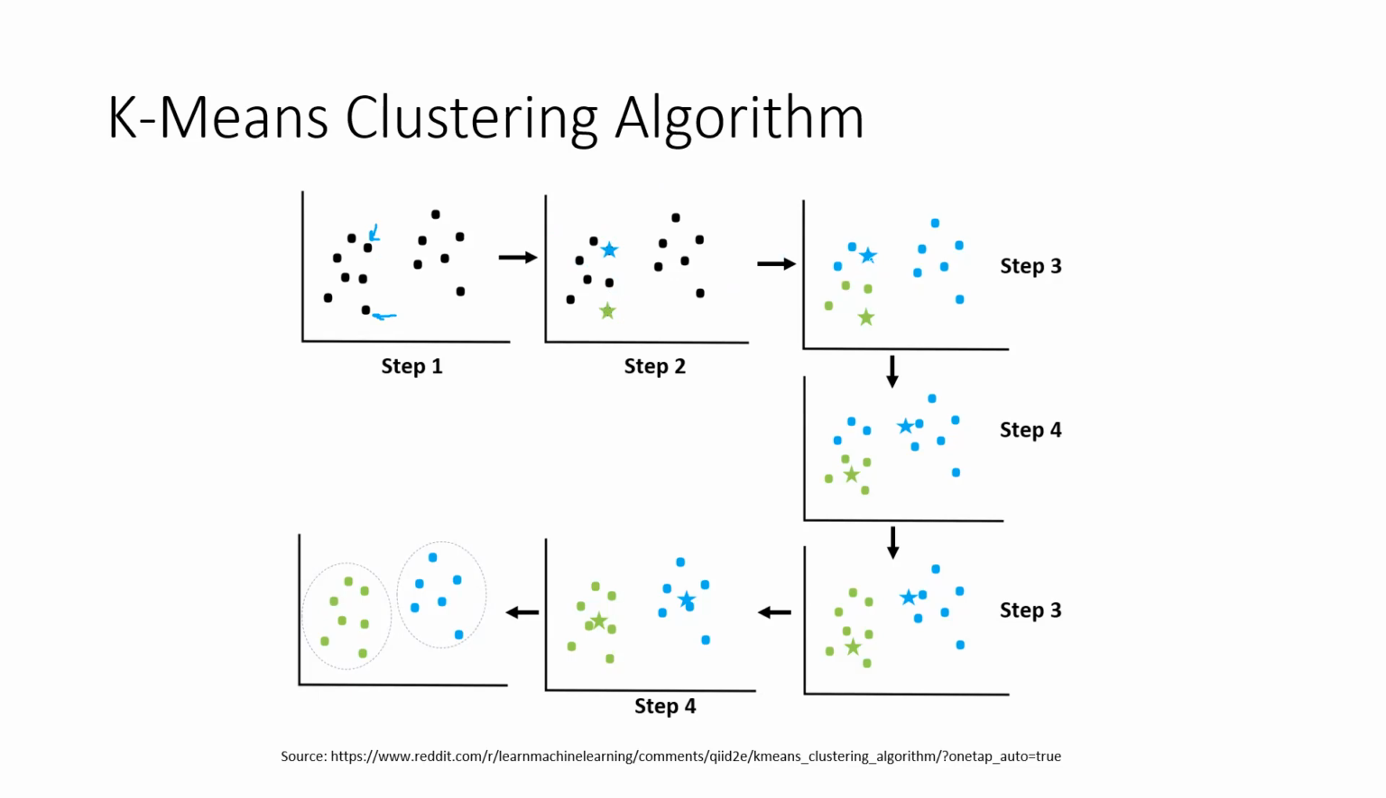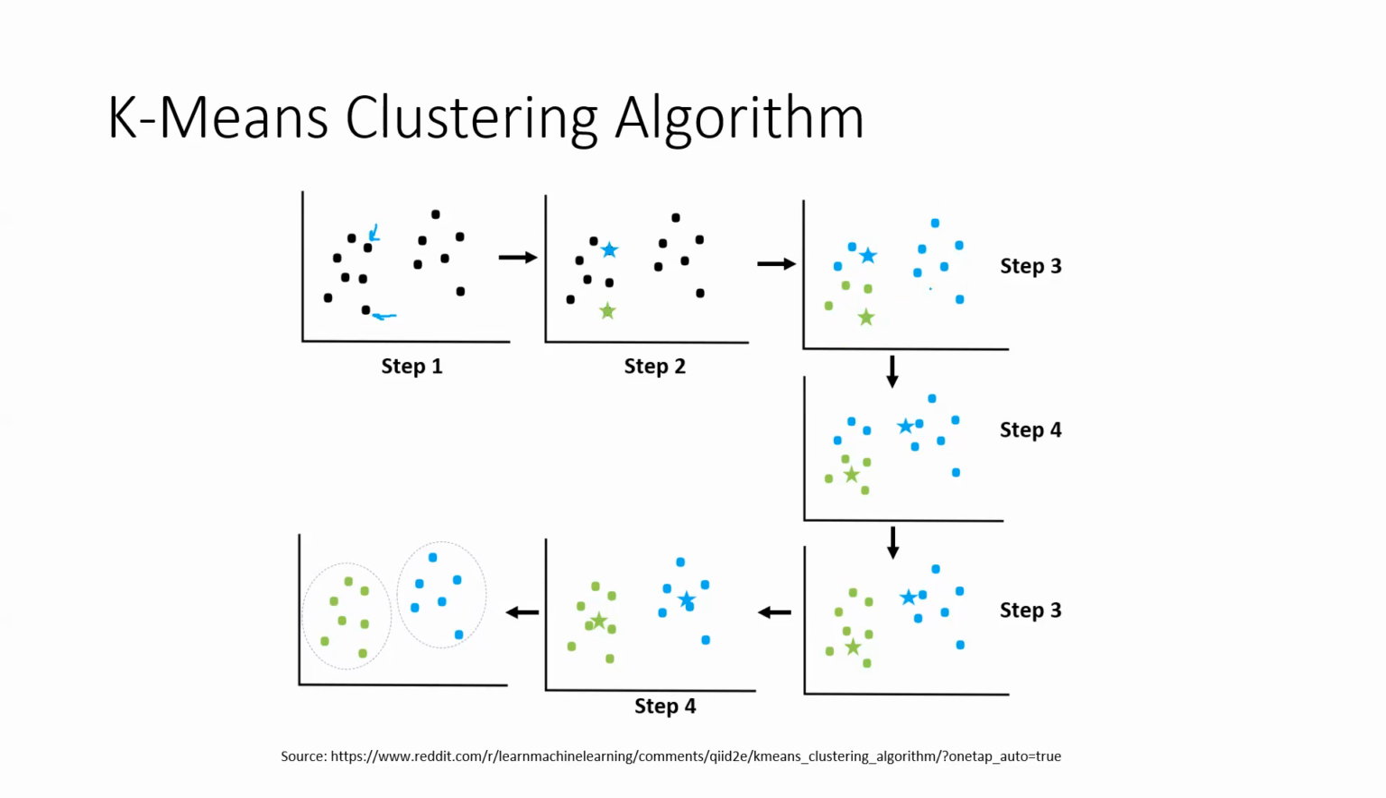So the blue star will get allocated these data points and all these data points, because this centroid is the nearest for most of these data points. So this green color belongs to another cluster and the blue color belongs to another cluster. So again, the second step is that we have to assign centroids again.